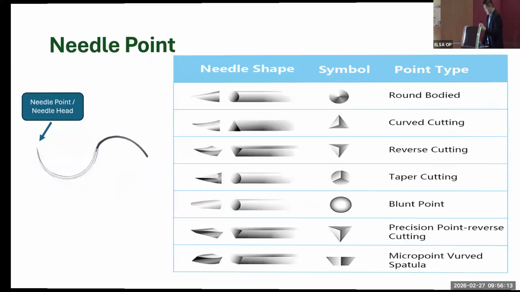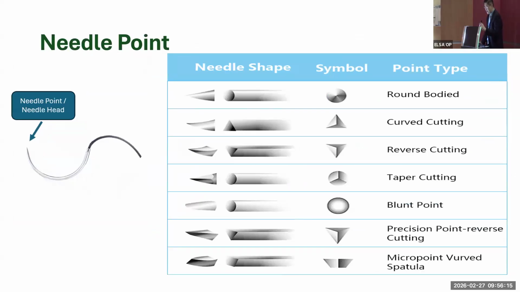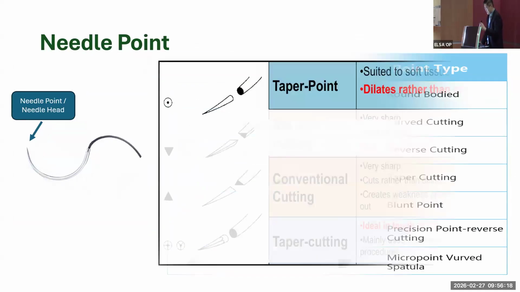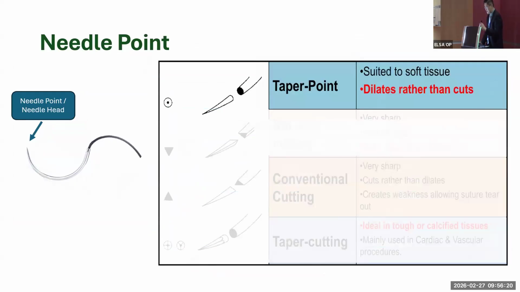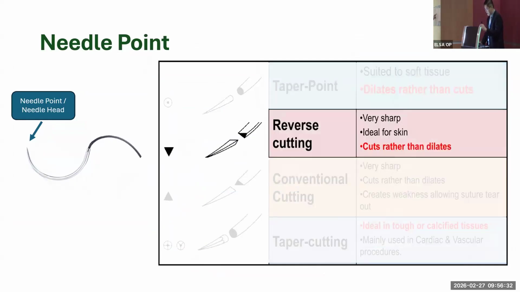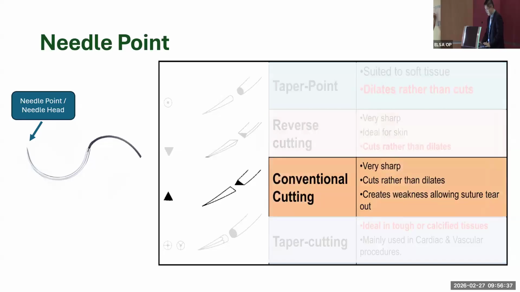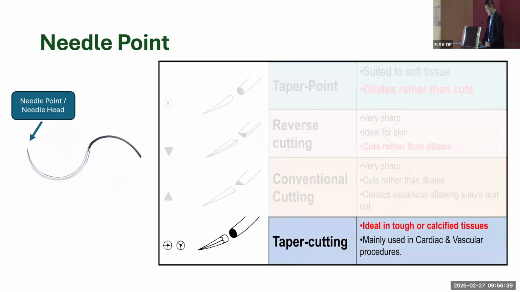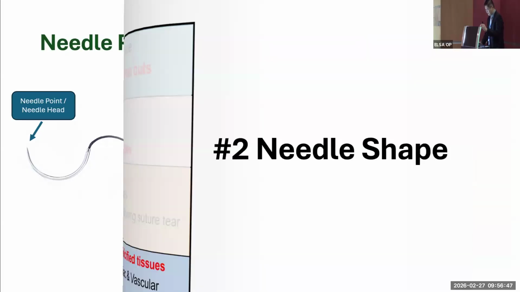Needle point. There are a lot of needle points that we use every day, but these are the four usual needle points that we use. The first one, the tickle point, is usually used to dilate rather than to cut. All right, for this one we usually state the round body. Next is the reverse cutting, which we usually use to suture the skin, and also this conventional cutting as well. Lastly is this taper cutting, which we usually use for suturing vessels, cardiac and vascular procedures.